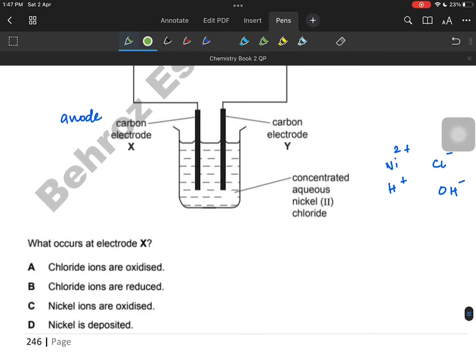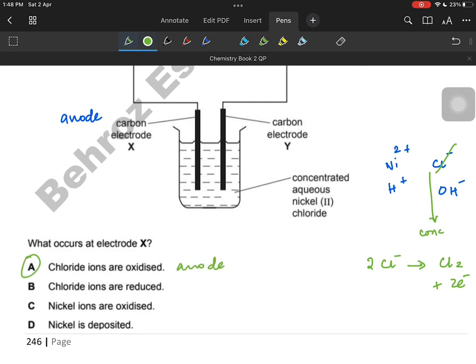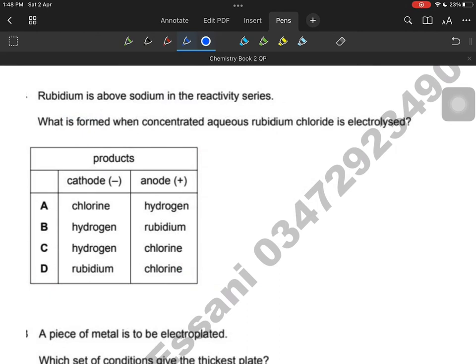Now it can be either chloride or OH minus ions. What occurs at the electrode X? Chloride ions will discharge on the anode because it's a concentrated solution. We just talked about it, that in concentrated cases, chloride ions will discharge themselves to form chlorine gas. So chloride ions are oxidized. Chloride ions are never going to reduce themselves, so option B is very stupid, and C and D are equally stupid, by the way. Let's look at this question.